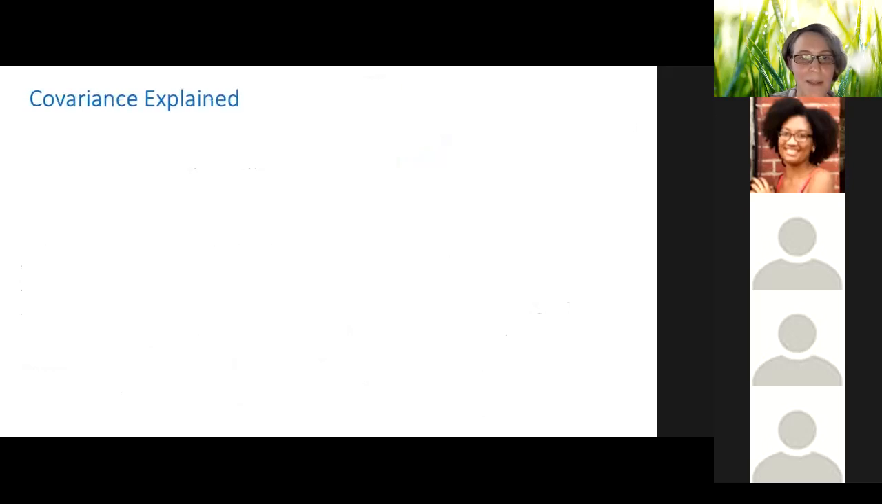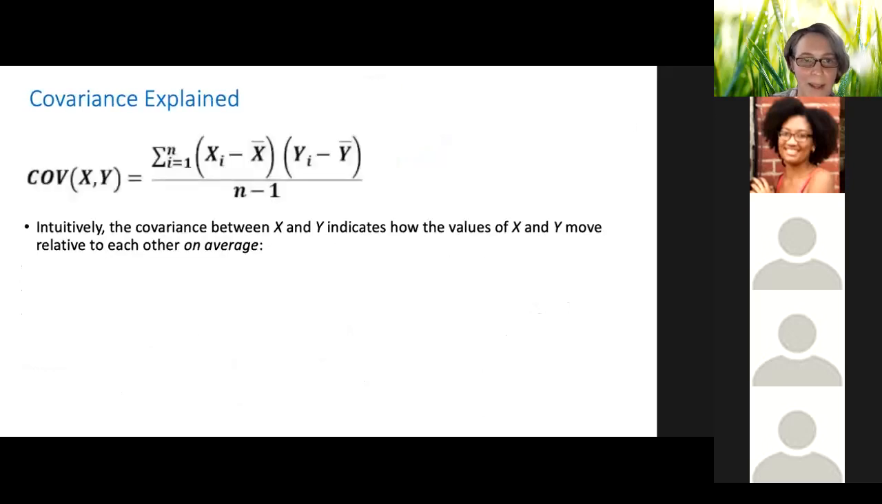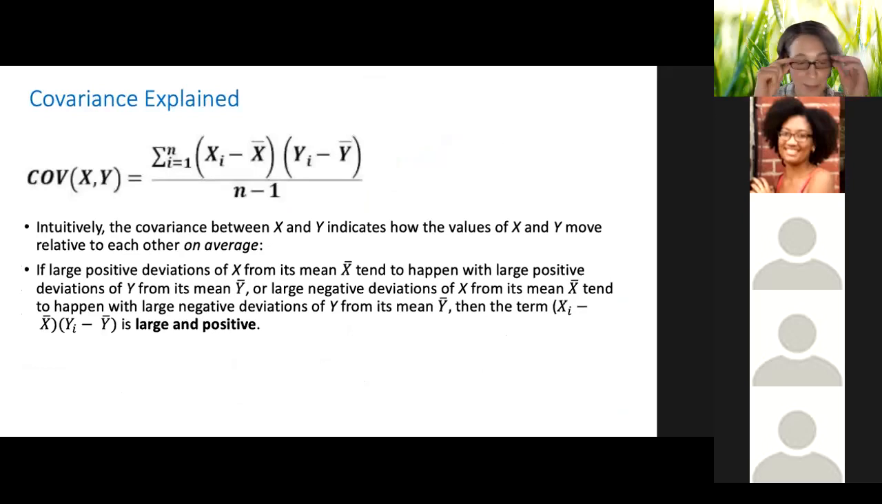Okay. So just to keep developing this idea, right? Intuitively, covariance between x and y indicates how the values of x and y move relative to each other on average, right? So on average, across all data points, across all our observation units. Each of the observation units has 2 observations, one for X and one for Y.